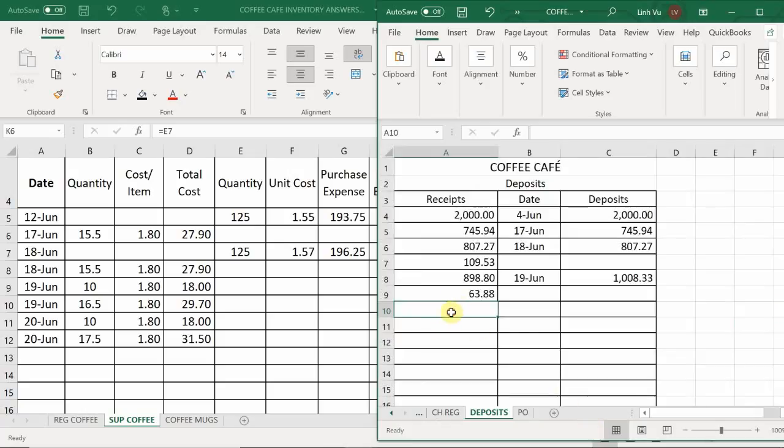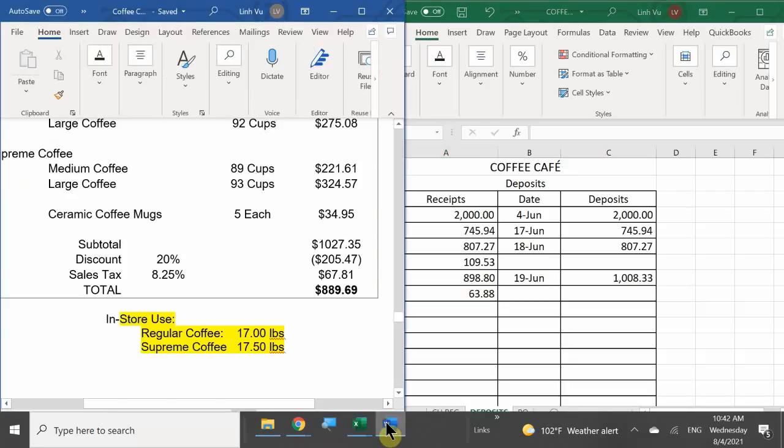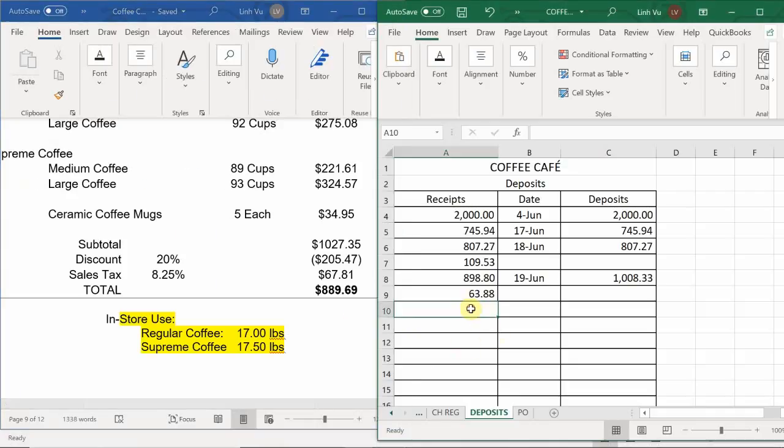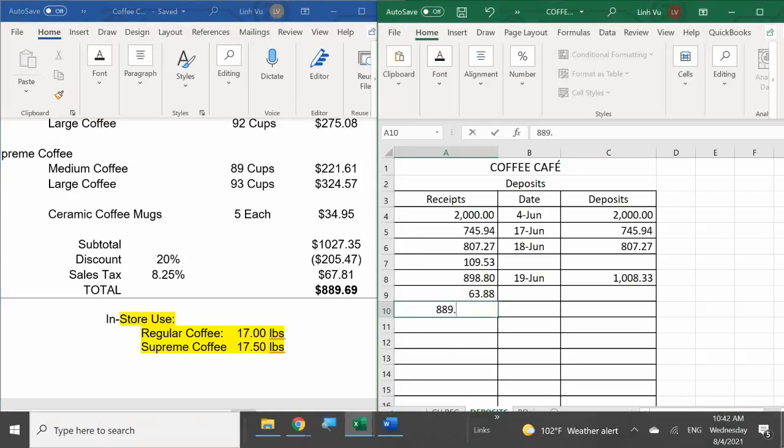How much money did we receive from those sales? 889.69. In this case, you put the date, 6/20. Good. And then you're going to add the 889.69 and the 63.88, for a total of 953.57.